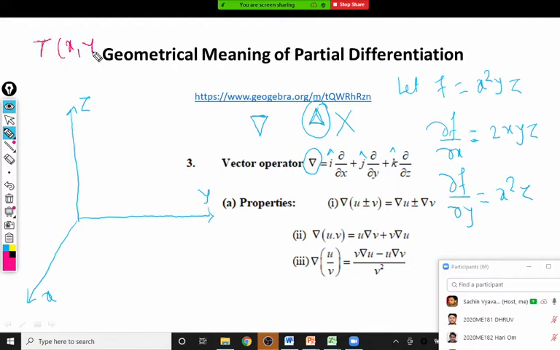The temperature at any point x, y, z in space is given by, say, x square yz. It is the same function I have taken here. So this is a mathematical form of the temperature, given in space. If we want the temperature at any point, we can get it from this function. For example, the temperature at the origin is 0.